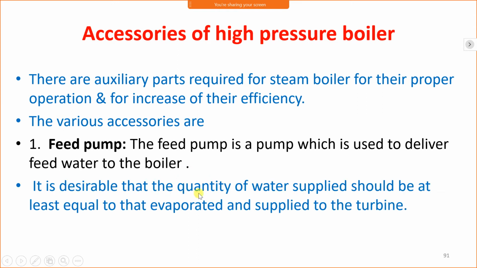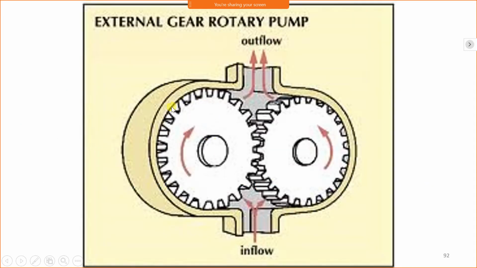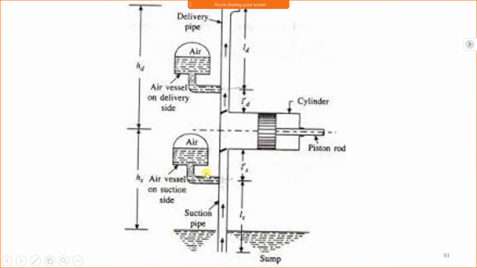It is desirable that the quantity of water supplied should be at least equal to that evaporated and supplied to the turbine. The feed pump is required to supply the amount of water which is getting evaporated at the same rate. Suppose 10 kg of water is getting evaporated per hour, the feed pump needs to supply at least 10 kg of water per hour. Two types of pumps are commonly used, rotary and reciprocating. This is a rotary feed pump and this is a reciprocating feed pump.